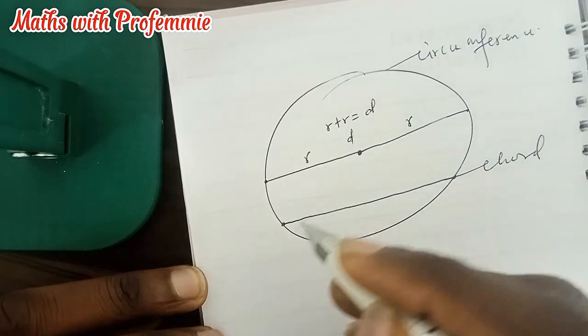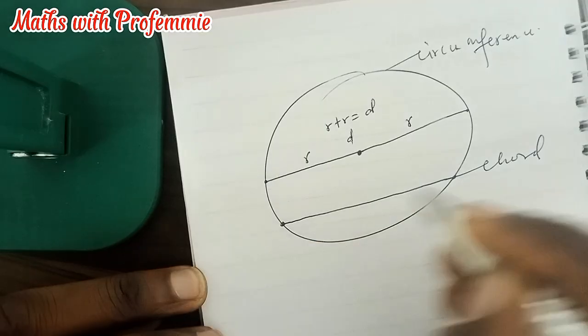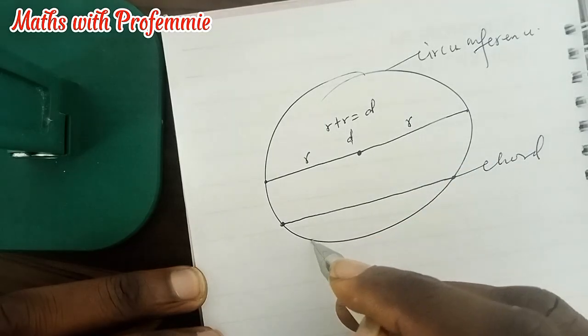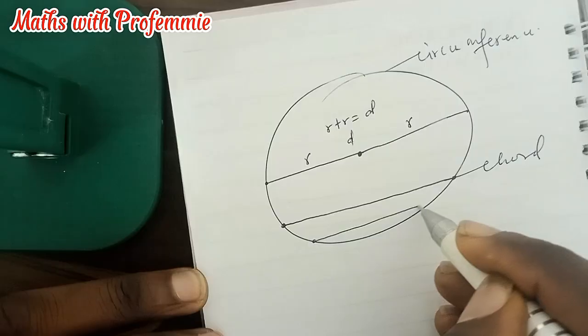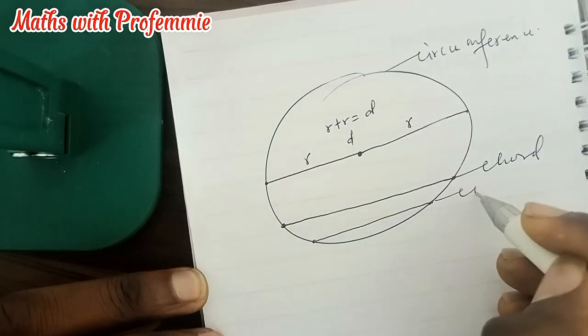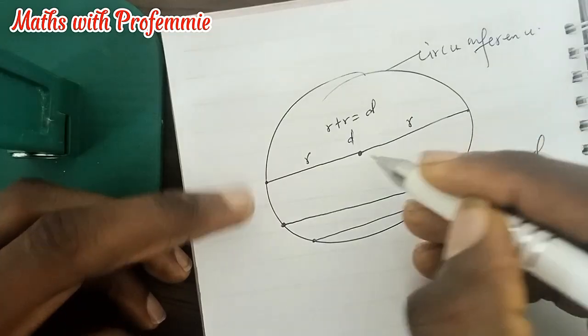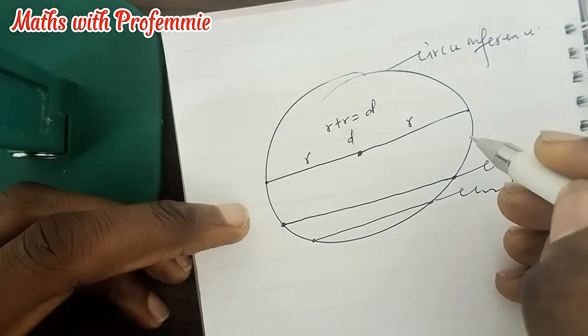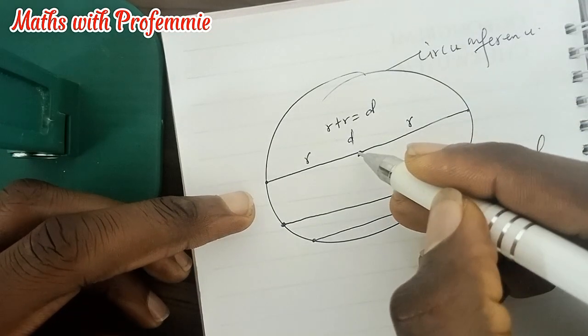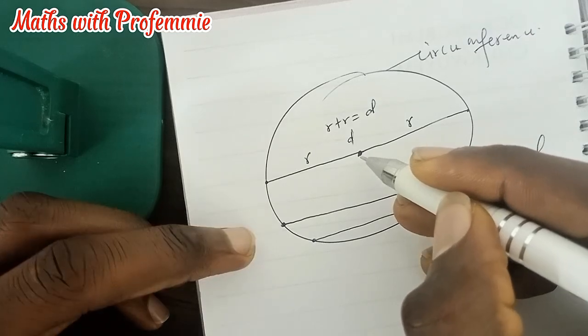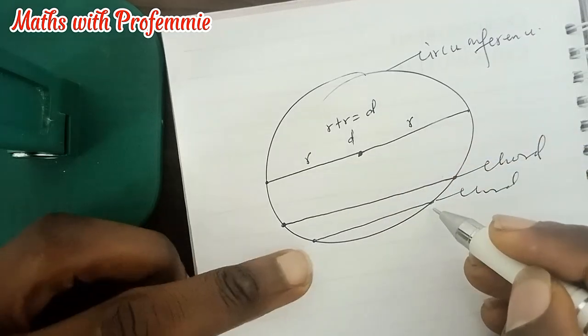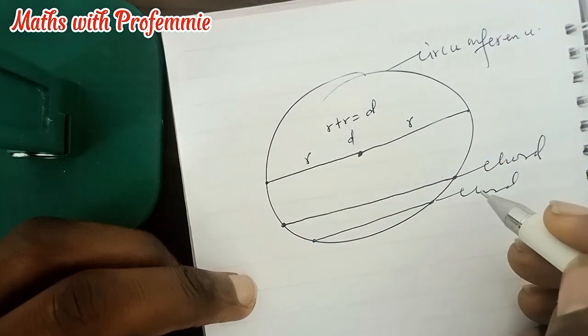So the other properties: I said from this point to this point, or from any other point, you can call it from this place to this place, there is also a chord. The closer it gets to the center of the circle, the larger it becomes, and the farther it goes from the center of the circle, the smaller the chord becomes.